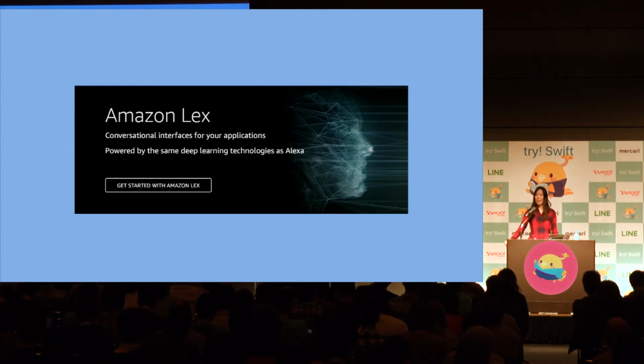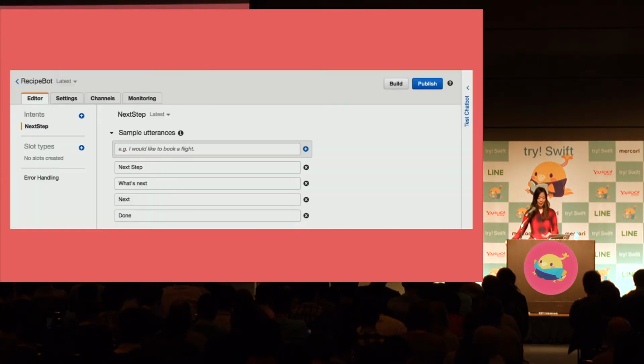For example, say I'm creating this recipe app, this hands-free recipe mode, and I want to step through the recipe using my voice. I'd create a recipe bot, and the first thing I'd do is create the intent called next step. I'll add some sample utterances to my intent, and this is to let the bot know what user input it should look for.